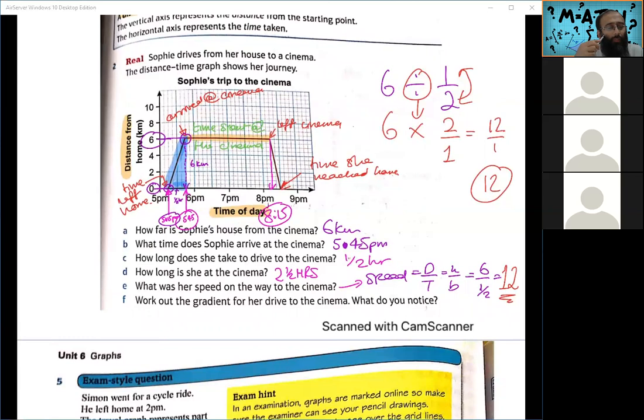If you say work out the gradient for the drive to the cinema, what do you notice? Okay, so give me a sentence. I don't know, to be honest. Okay, I'll give you a clue.